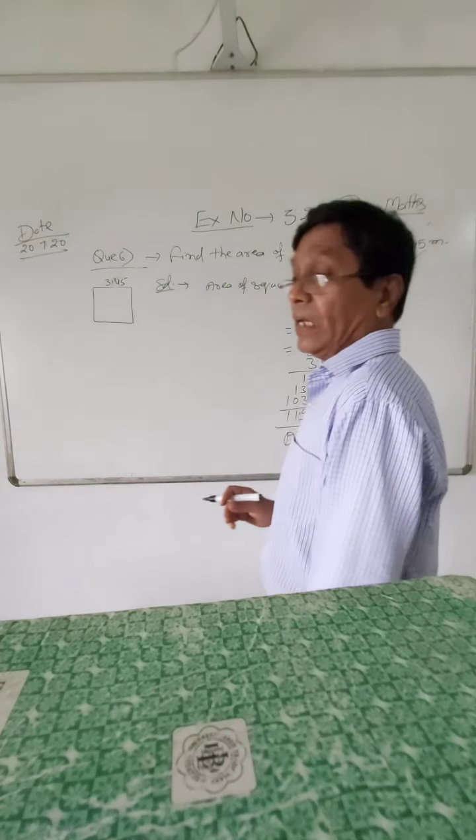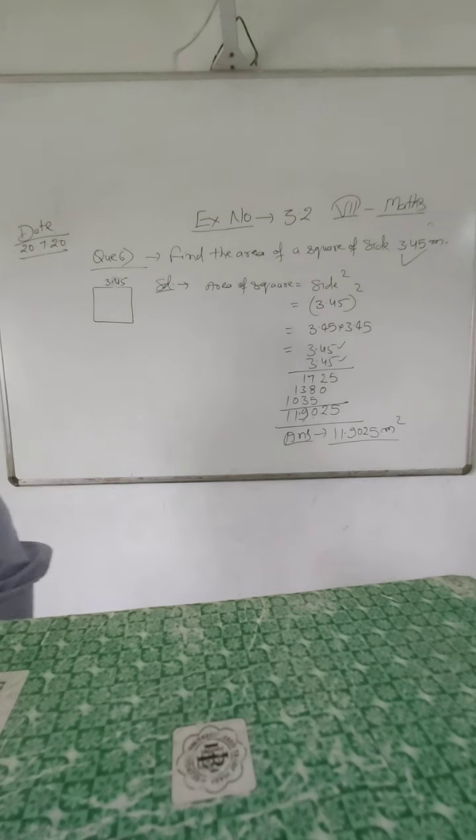So this will be the answer of question number 6. The area of the square is coming 11.9025 meter square. Okay.